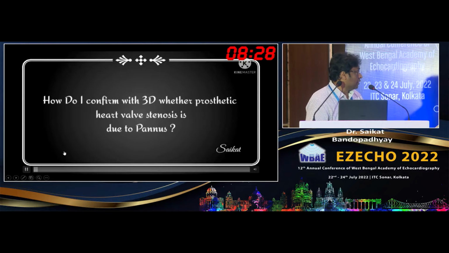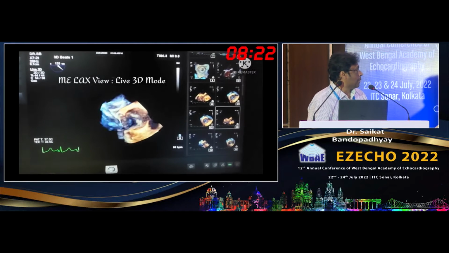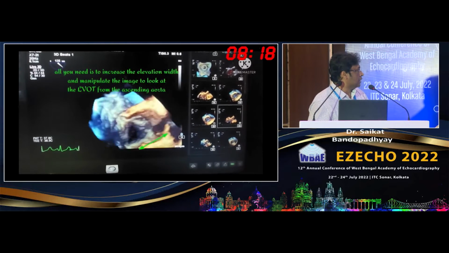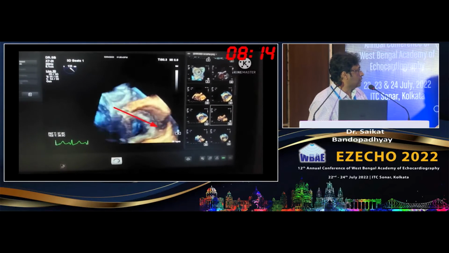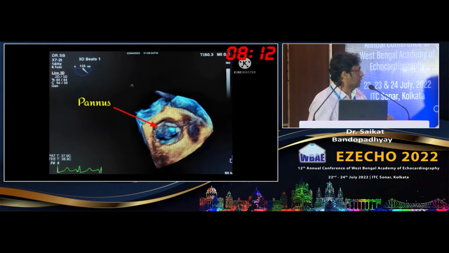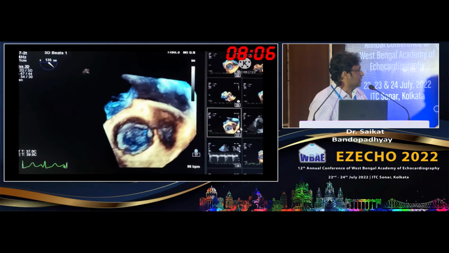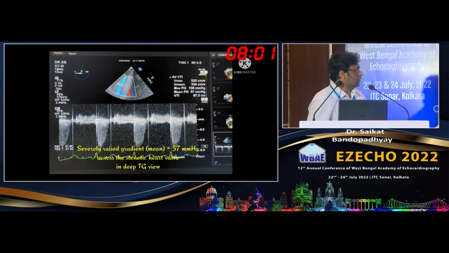So this is a case where a patient had a bileaflet mechanical valve, and there was a stenosis. This is a long axis view of the aortic valve. All you need to do is turn the image and then increase the elevational plane, and you can see the pannus right over there encircling around the LVOT, very close to the bileaflet mechanical valve. The same image is very easy to do with a full volume, which is the next image.